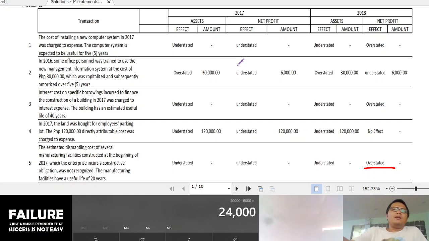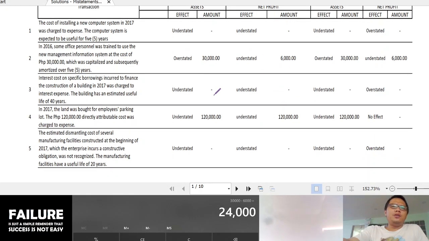Kasi yun nga, pag alam mo kung ano yung standard, obviously, alam mo rin kung ano yung mali, if ever, then you would know how to adjust. Okay?